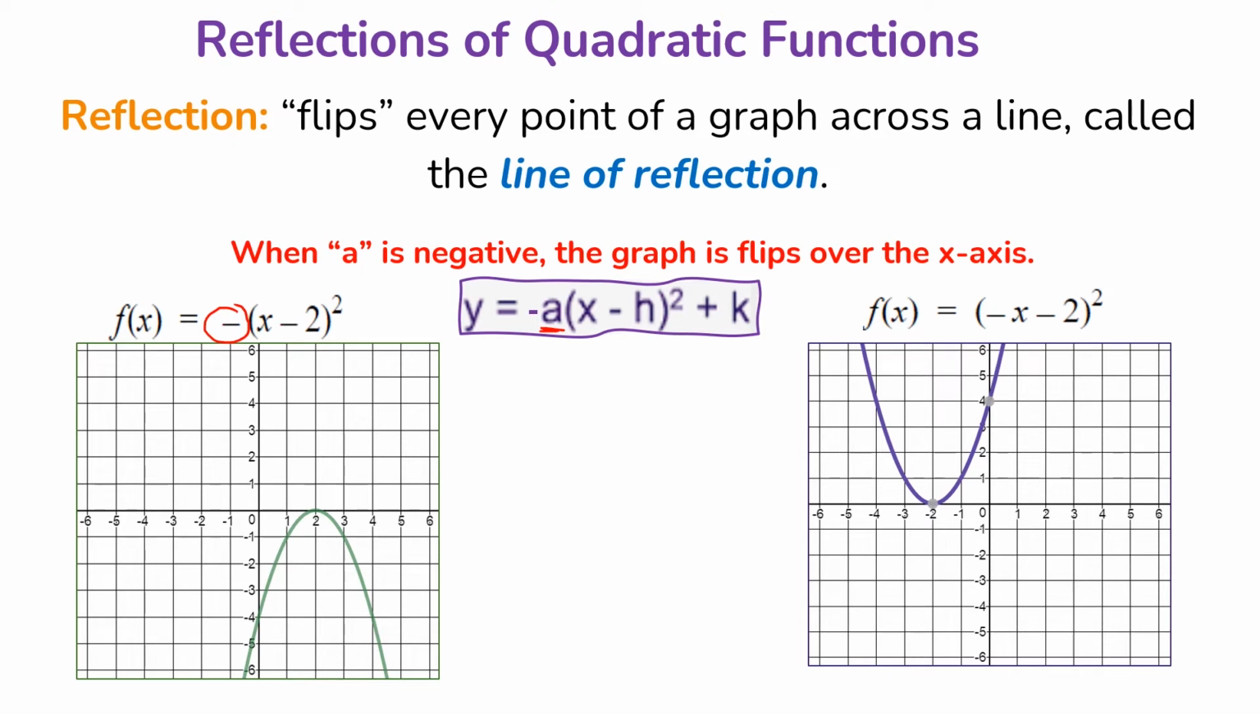Not to get it confused with this second equation here, where we have a negative in front of our x. Since that is inside the parentheses, that graph is not flipped over the x-axis. We would have to have a negative on the outside of our parentheses in order for the graph to be flipped over the x-axis.